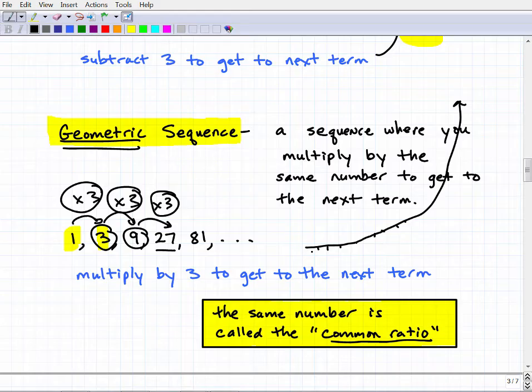So geometric growth, exponential growth. This is an example of a geometric sequence as well. So that's a word you want to be familiar with, geometric, and what it means.